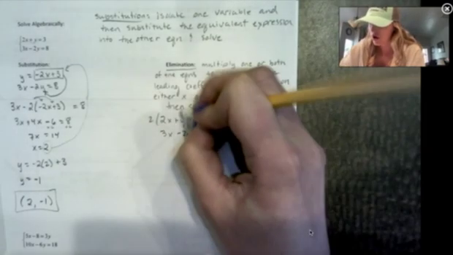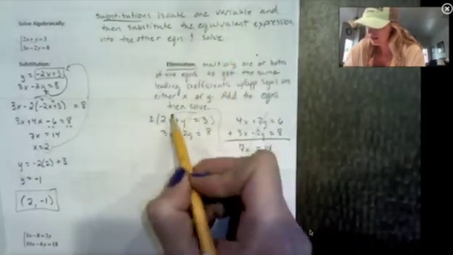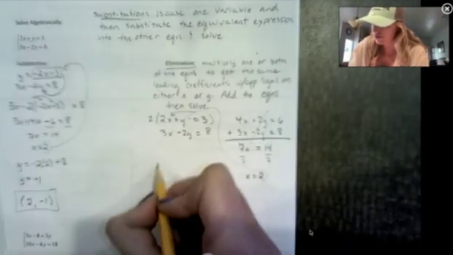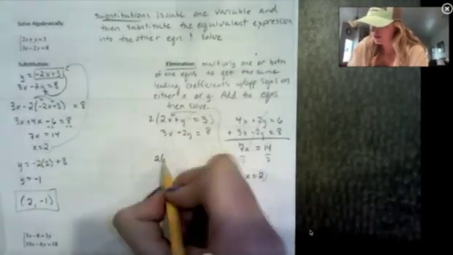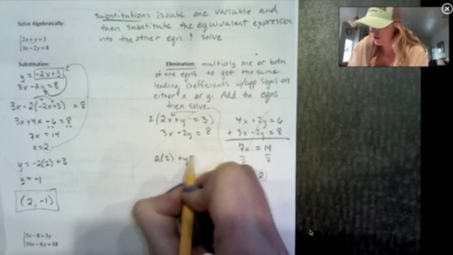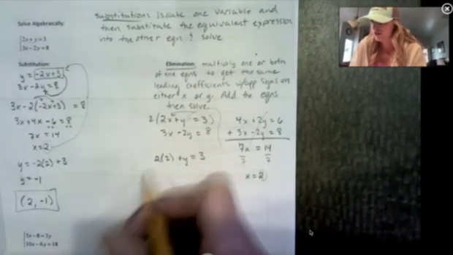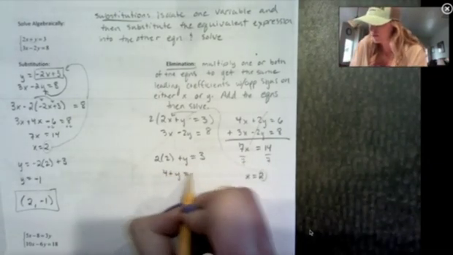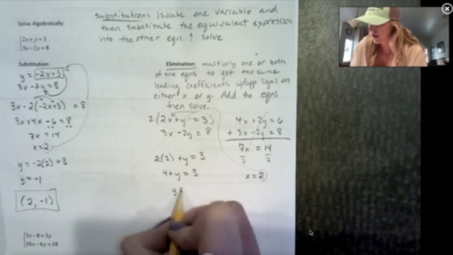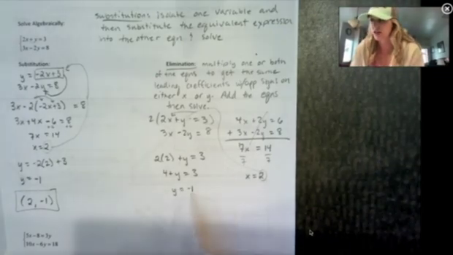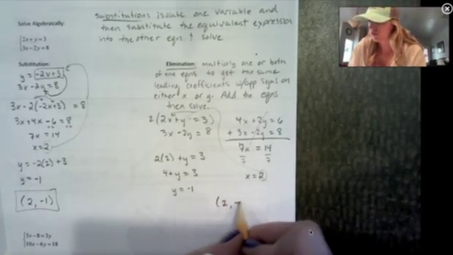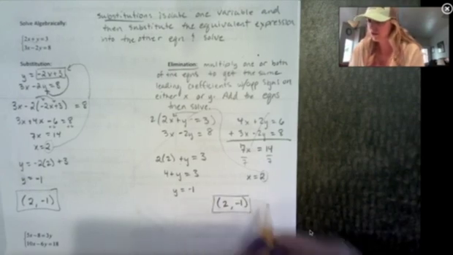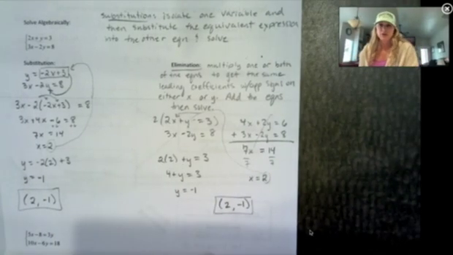Oh, not for y. 4x. There we go. So I've got 2x, but we now know x is 2, plus y equals 3. So 4 plus y equals 3. Subtract 4, and we get y is negative 1. So then again, we can see my solution is 2, negative 1. And we should get the same thing. It shouldn't matter which method we chose. The solution is the same.